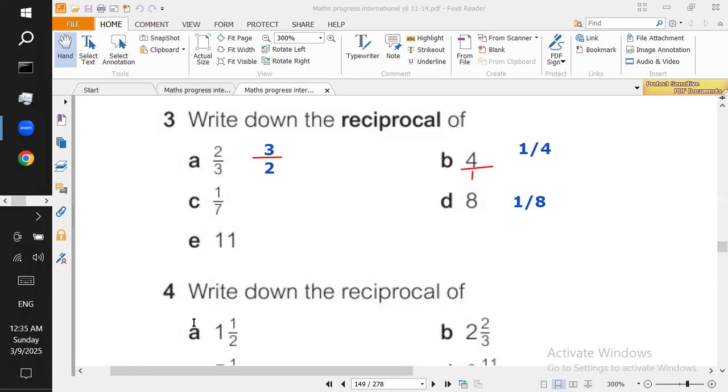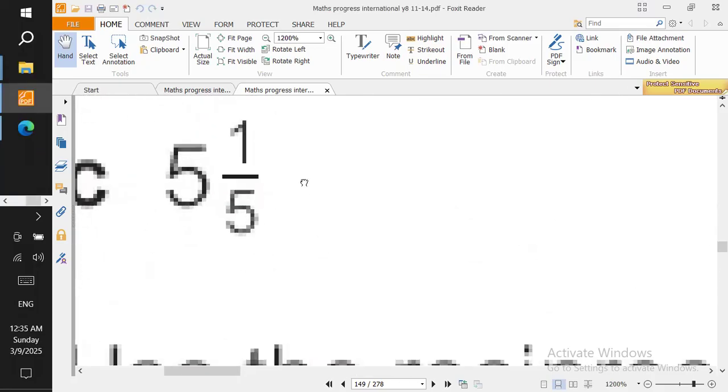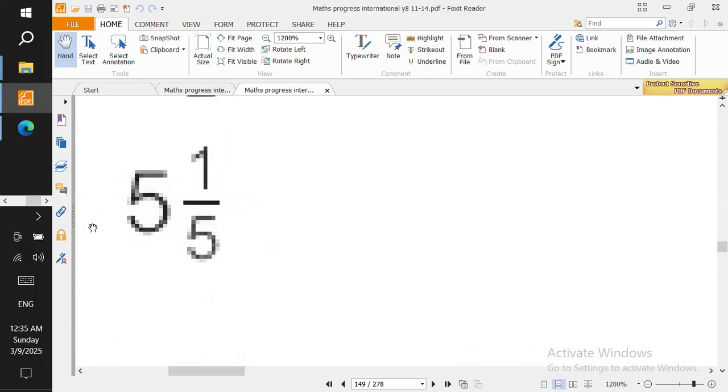So now let's move on. Write down the reciprocal of these. Now, to write down a reciprocal of a mixed number, you have to turn it into an improper fraction. To turn it into an improper fraction and then find the reciprocal, let's do this. First thing we do, as we said, we use the same denominator. So 5 will be the same, which is the same denominator. Okay, focus on the steps.